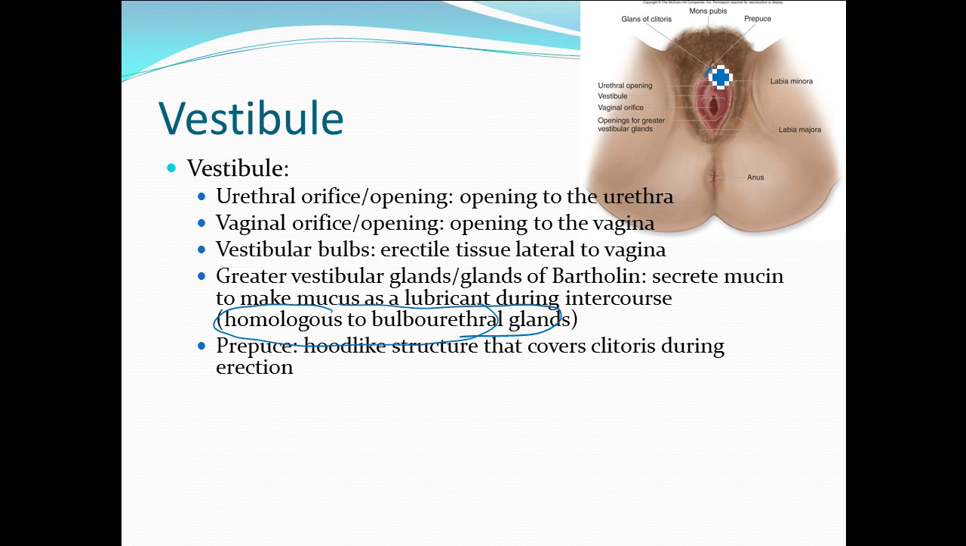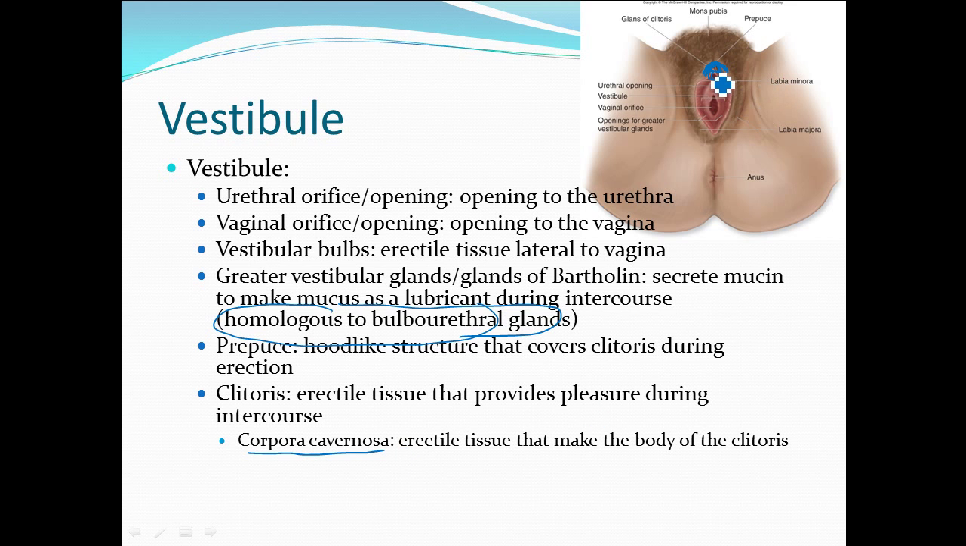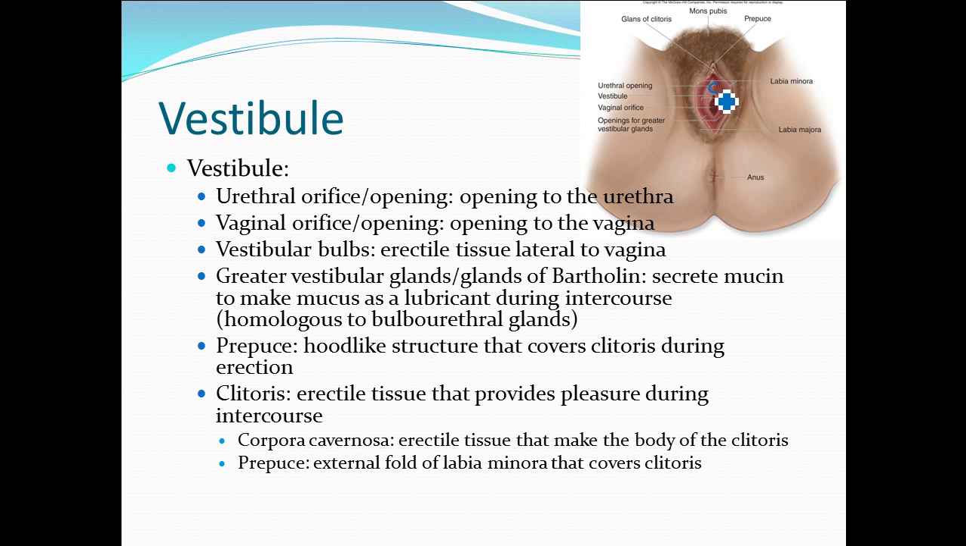And then you have a prepuce. The prepuce is a hood-like structure that covers the clitoris. And clitoris, once again, is erectile tissue, homologous to a glans penis. It's made up of just the corpora cavernosa, which is erectile tissue. And then prepuce, once again, is that hood-like structure around it. So the most anterior opening is the urethral opening. You have the vaginal orifice behind that, and then you have the anus behind everything else.